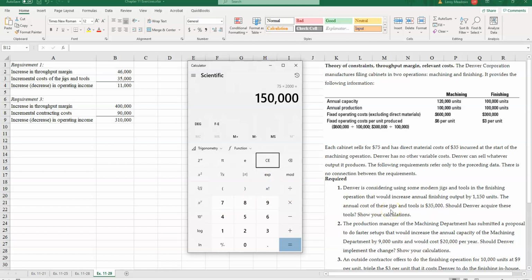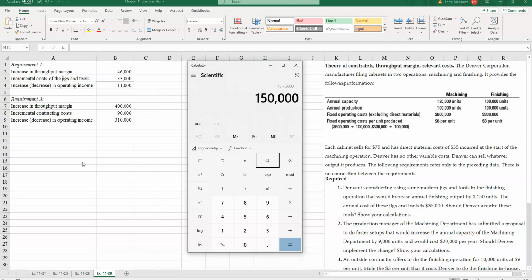Hopefully this exercise explains the concept of throughput or contribution margin. We use the term throughput margin here because there were no other variable costs, but we really could have used increase in contribution margin, which would have been more accurate if there were direct labor or variable manufacturing overhead costs. We would have just included those. But hopefully you get a sense now of the decision-making process in dealing with constraints.